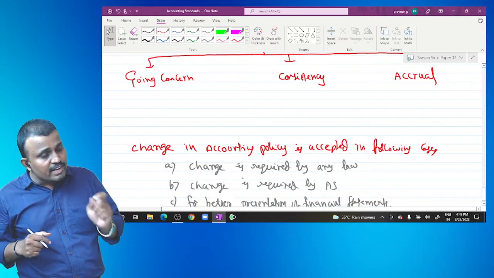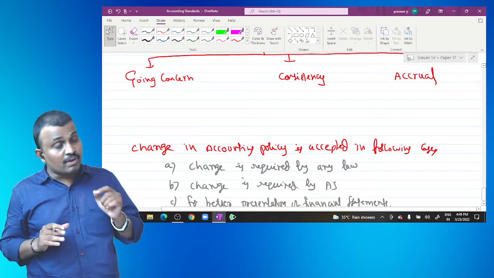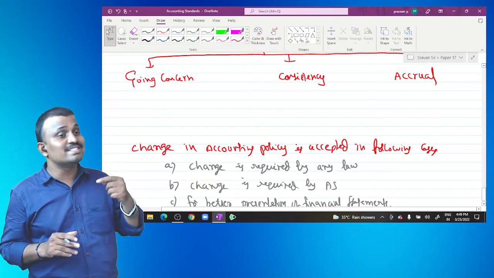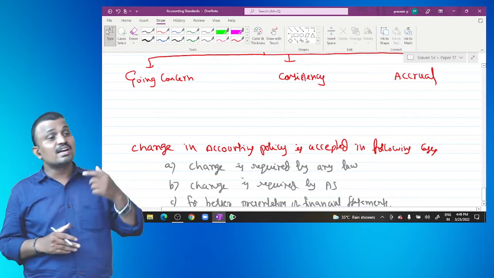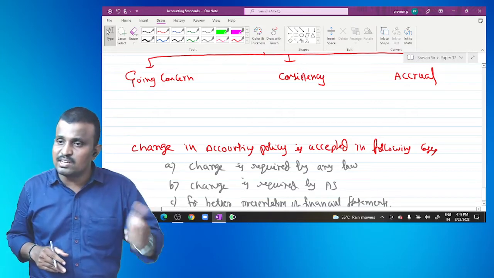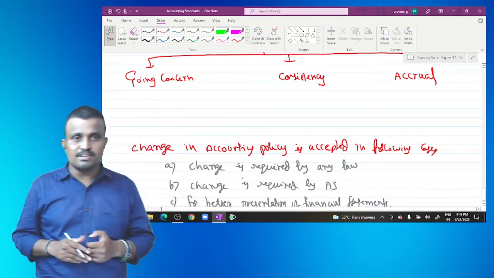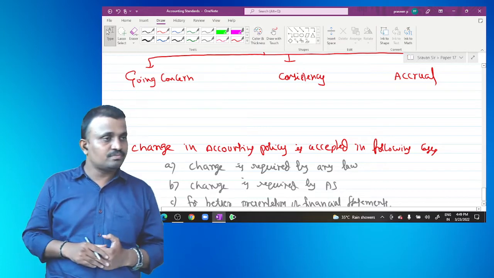So you have the free hand to select any accounting policy, but once the accounting policy is selected, you have to follow it consistently year after year. That is the second one, consistency. Okay. Then the third one is accrual.